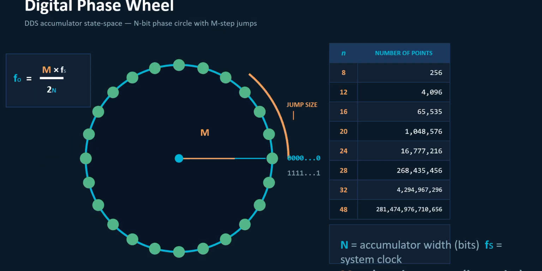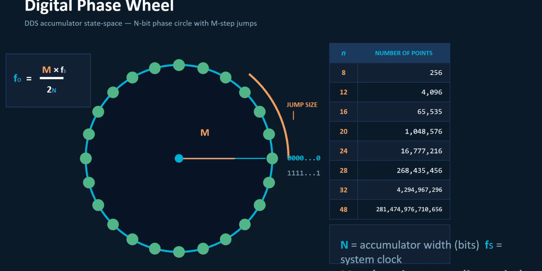This is another picture here that shows how the digital phase wheel looks. So the frequency output is nothing but the sampling frequency divided by the phase width. I mean, 2 to the n is the phase width, multiplied by the phase increment. So the phase increment times the sampling frequency divided by 2 to the n, or 2 to the phase width.